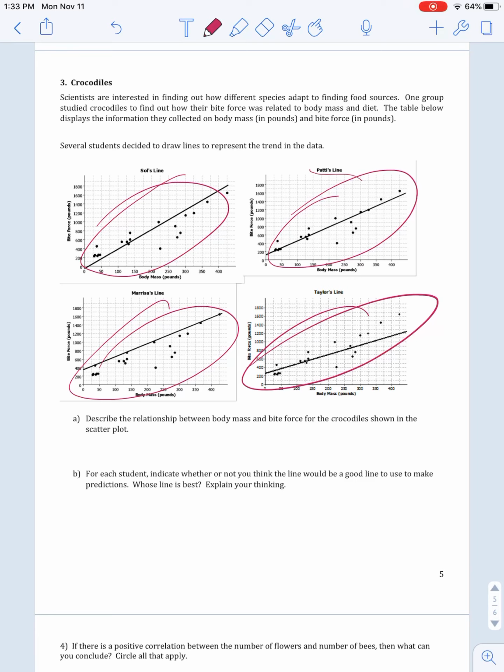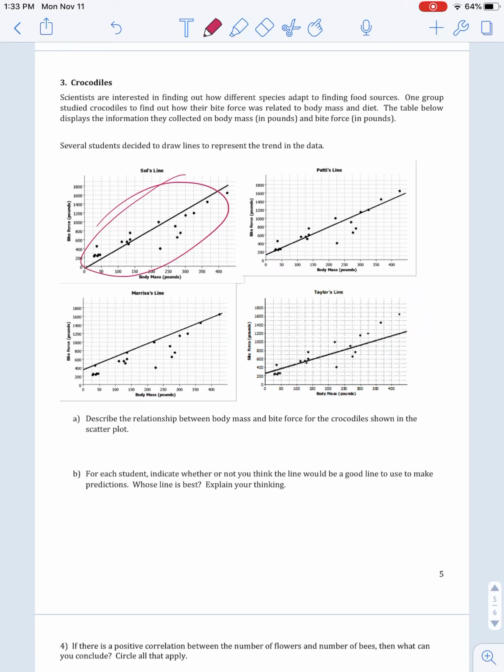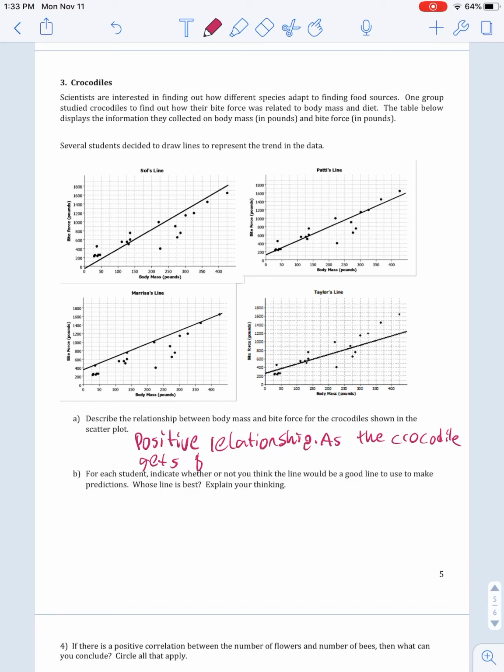The data is the same in all these pictures, but Taylor, Patty, Sol, and Marissa all drew their lines differently. But regardless of how you draw your line, it's pretty obvious that all of these are positive relationships. And what that means is, as the crocodile gets bigger, the force increases. As X improves, so does Y.